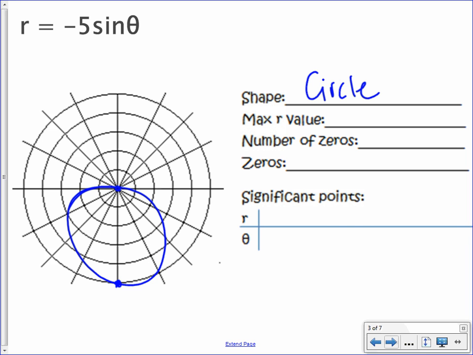The 5, since that's our diameter, is the furthest we're away from the pole. That's what we consider our max R value. Max R value is the furthest distance from the pole. Now, when we graph polar equations, we plug values in for theta, and we figure out what R is so we can plot that point. Much like we would with an XY, we like to start at theta is 0. If we begin at theta is 0, what is our R value?